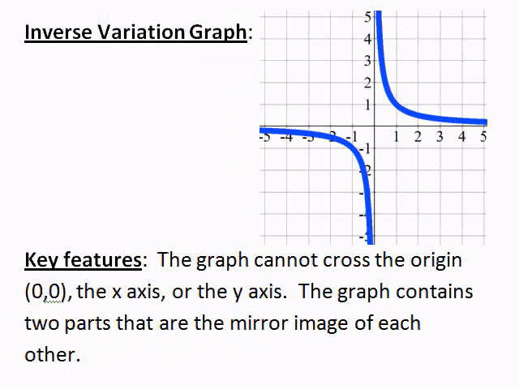As a graph, inverse variation looks a little bit like this. Notice the graph cannot cross the origin, meaning 0, 0, cannot cross the x-axis, and cannot cross the y-axis. The graph contains two parts that are mirror images of each other. Notice we've got a portion to the left and a portion to the right that look like they've been reflected over a line going through the origin.